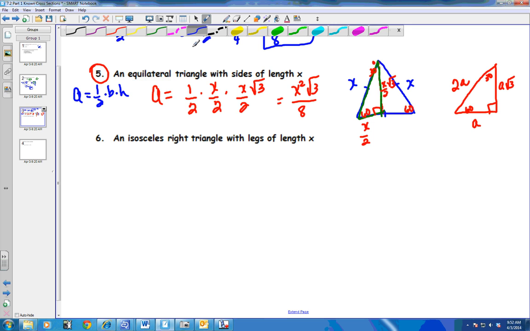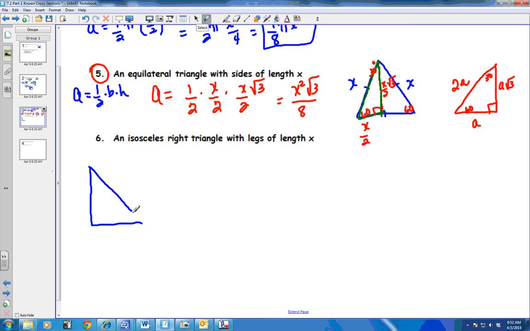All right, number 6, an isosceles right triangle. So I have this right triangle. Isosceles means that I have two sides that are the same. So if I have two sides that are the same, this must be a 45, 45, 90, with a radical 2 for the hypotenuse, which I don't even really need to know. But my area is 1/2 my base times my height. So 1/2 x squared.